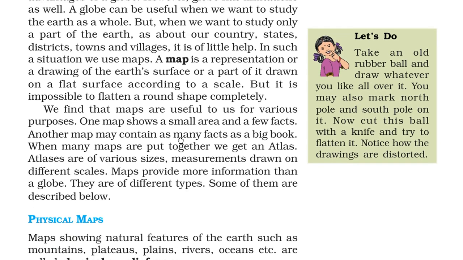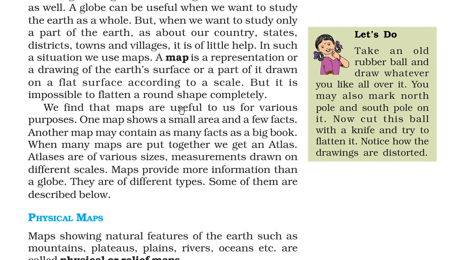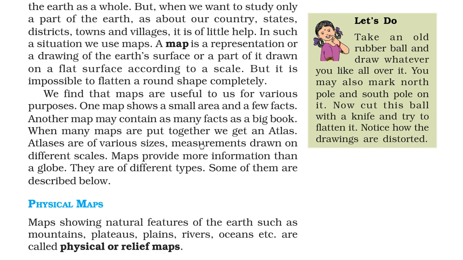So in this scenario, now we use maps. So what is a map? A map is basically a representation or a drawing of Earth's surface or a part of it drawn on a flat or planar surface according to a scale. Now, it is somewhat impossible to flatten a round shape completely, so there are certain methods to do it.